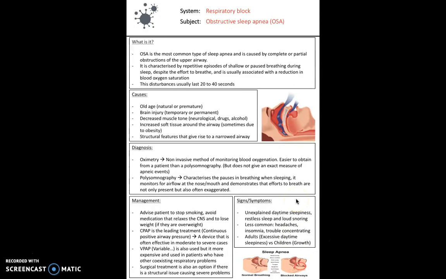Overall, things that are concerning about OSA, particularly if your patient is a truck driver or they operate machinery, because obviously unexplained daytime sleepiness can increase the risk of crashes for cars and trucks, or as well it can increase the risk of occupational hazards in terms of if they're operating machinery or anything like that during the day.